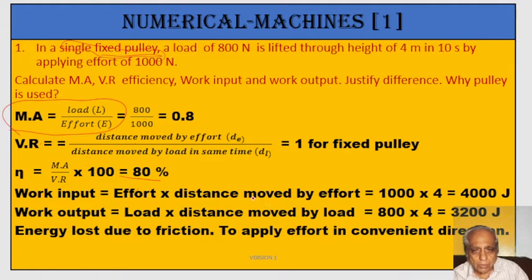So the question is why is the pulley used? Because we are not having any velocity ratio or mechanical advantage. It is used so that effort can be applied in a convenient direction. So this is why we are using the pulley. Is it okay? You note down. I will give you 2 minutes. We'll go to the next sum.